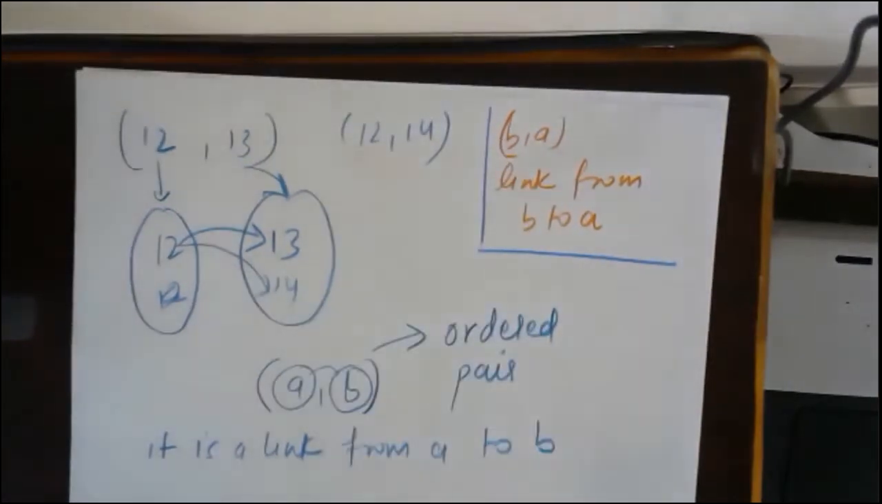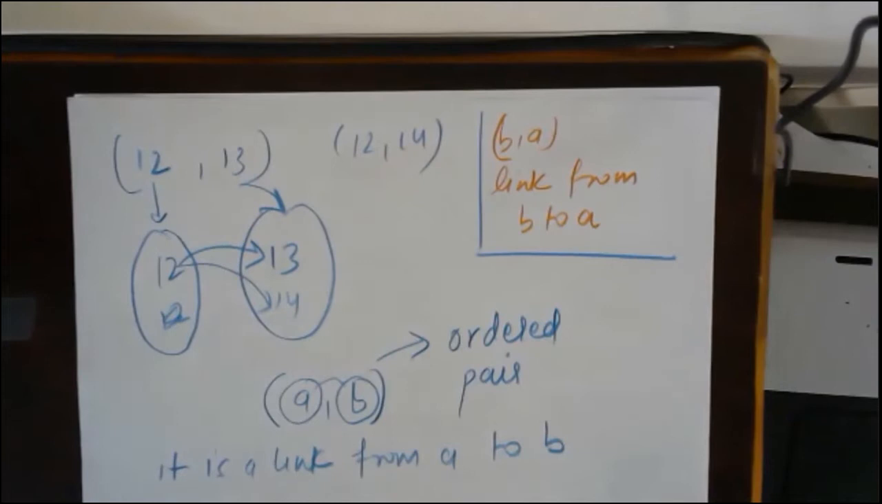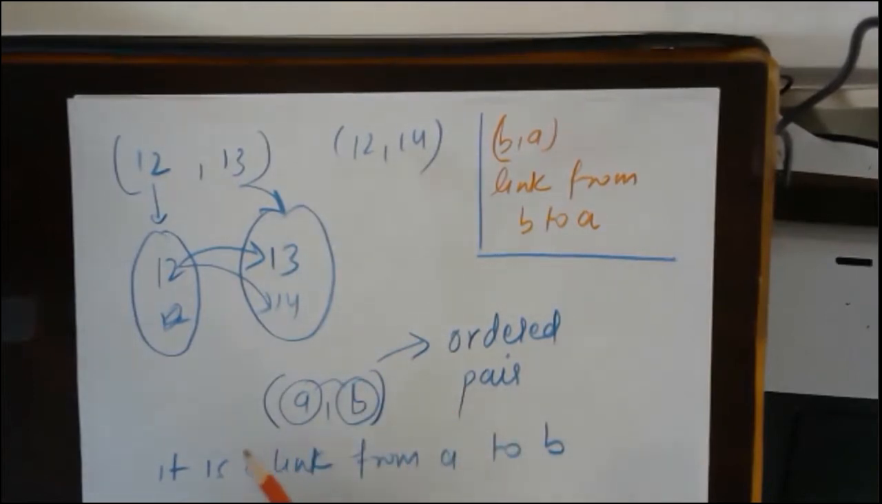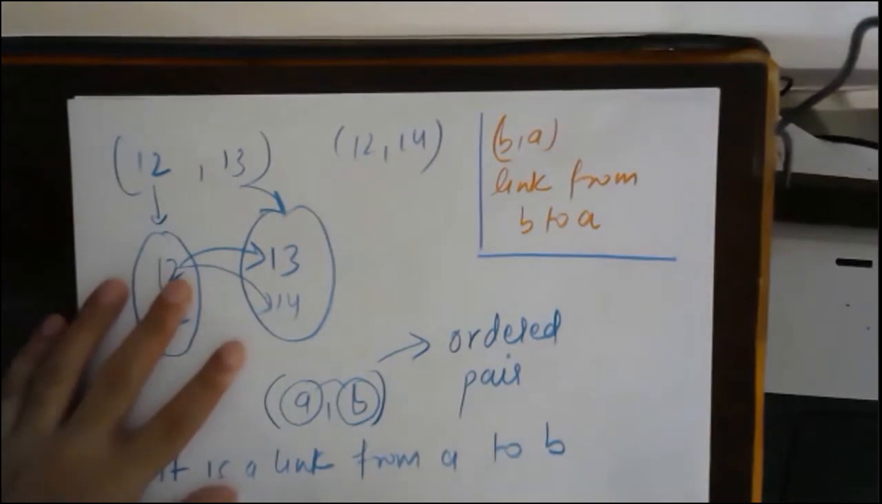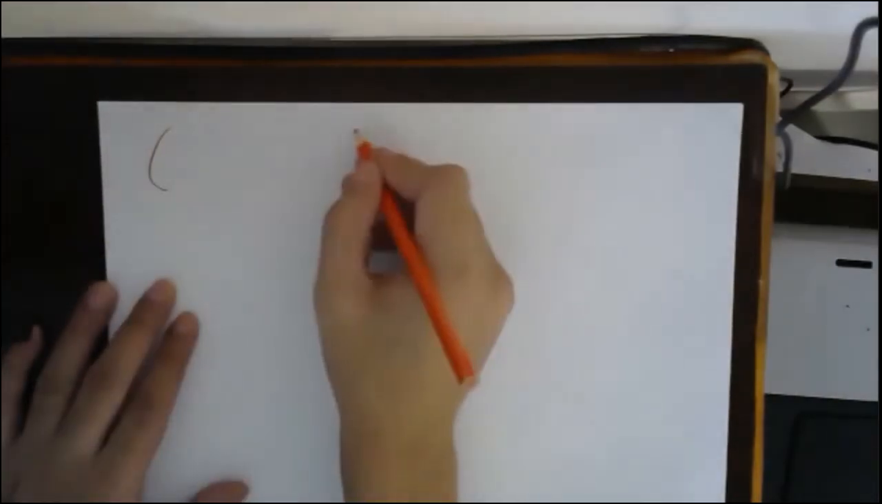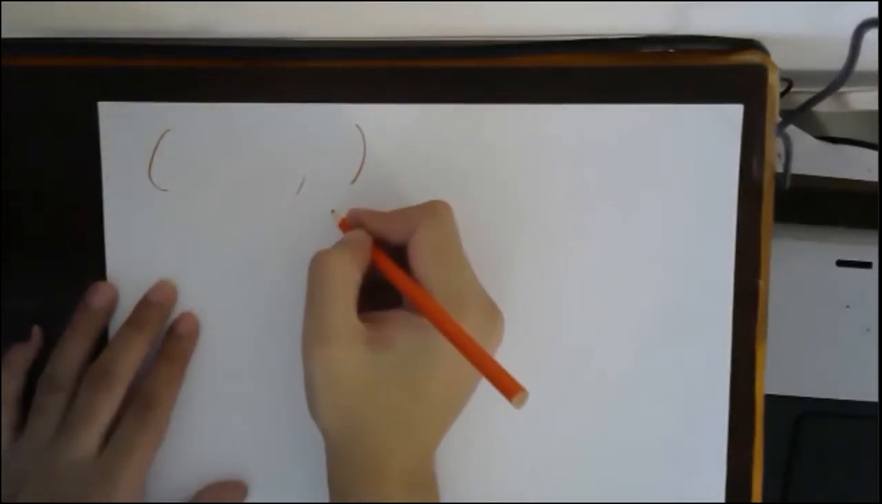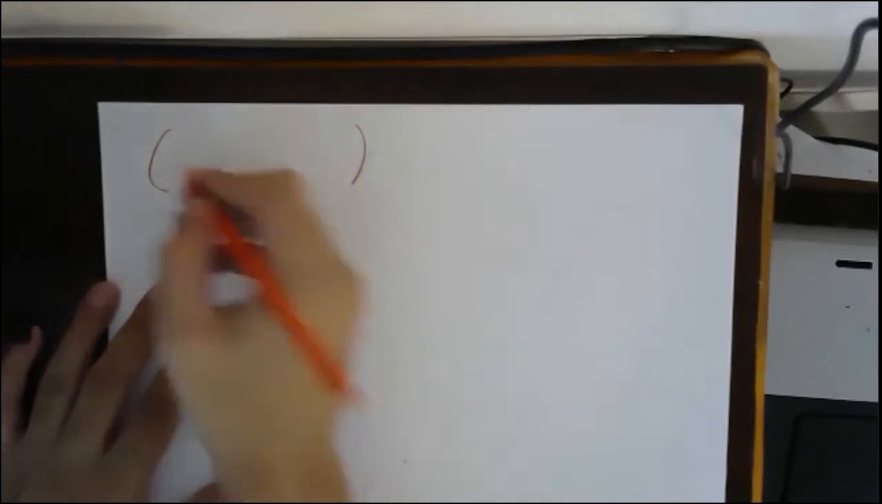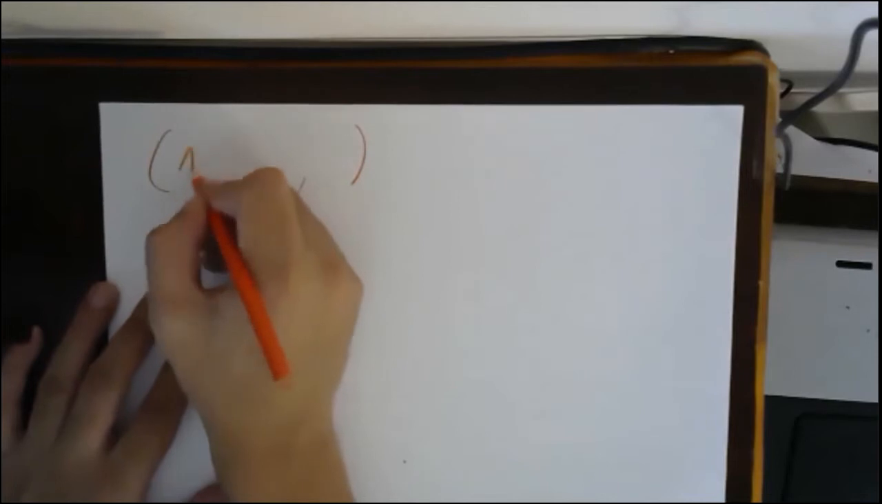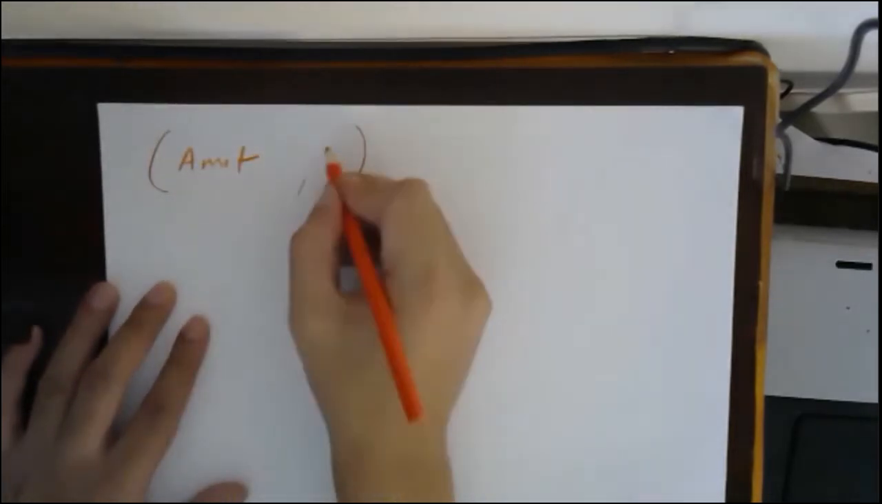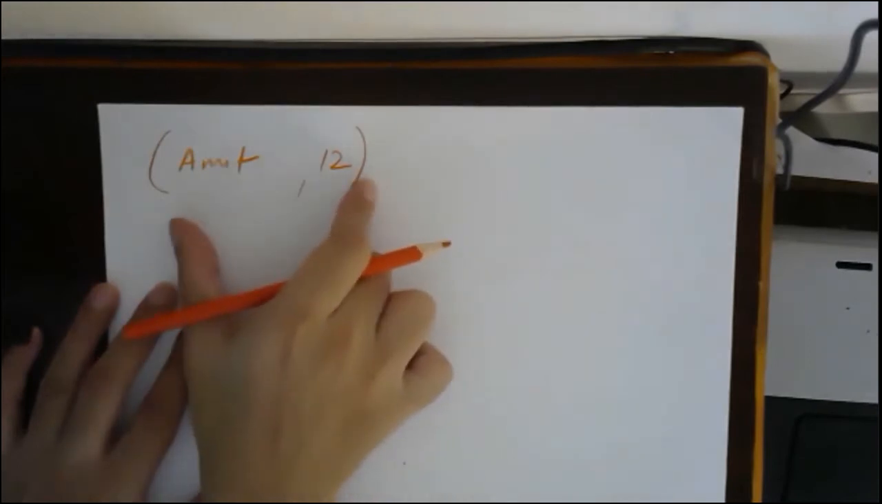Are these two similar? Are these two the same? If yes, why? And if no, why not? I'll say these are different. My explanation is, this is a link from a to b. Suppose I'm representing the name of the student and the class. Suppose my name is Amit and I am from 12th class, and this is the representation I will do.